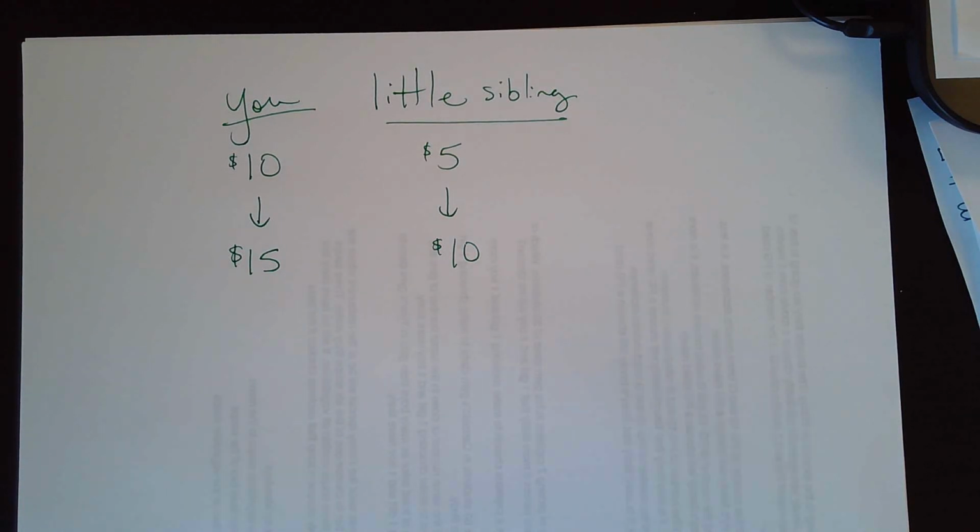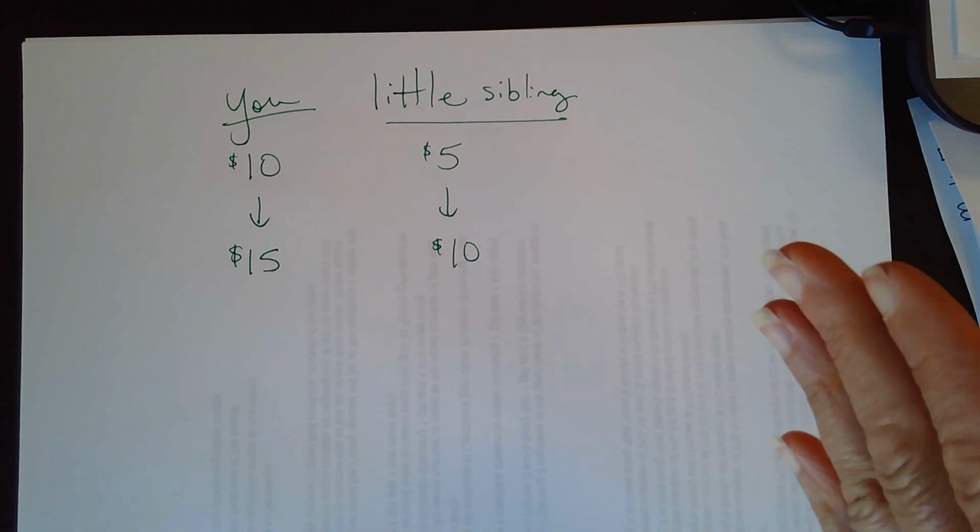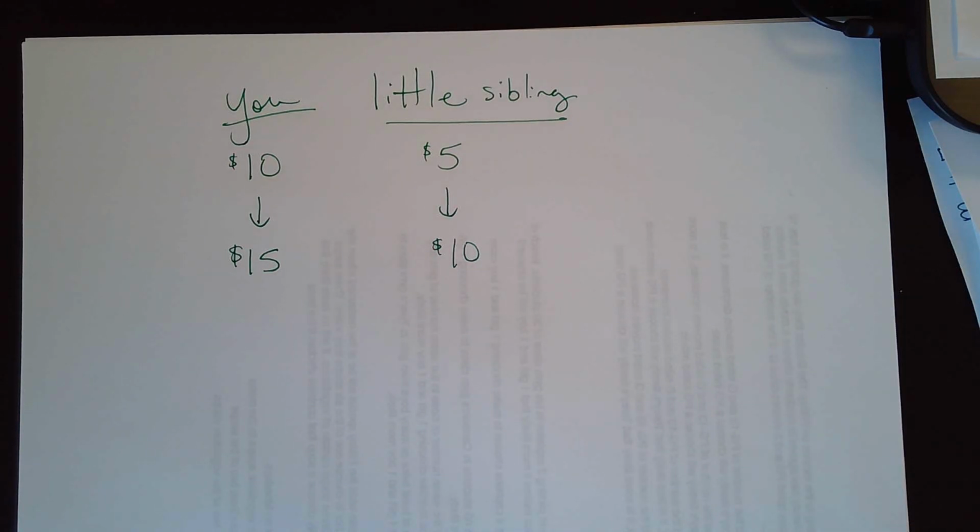How could you mathematically argue, not that you'd argue with your parents, but how could you mathematically prove that this actually is not fair? Okay, I want you to talk to each other about this and discuss, and then I will call on someone.